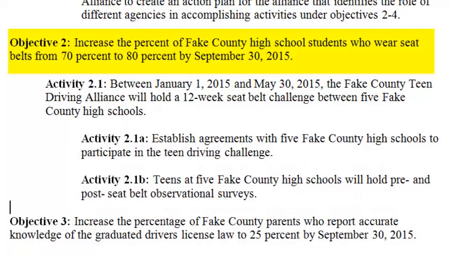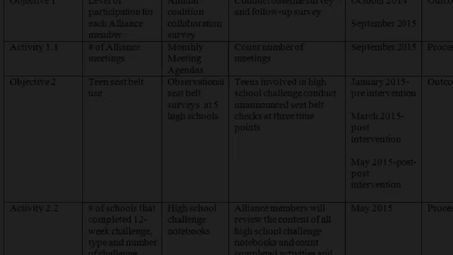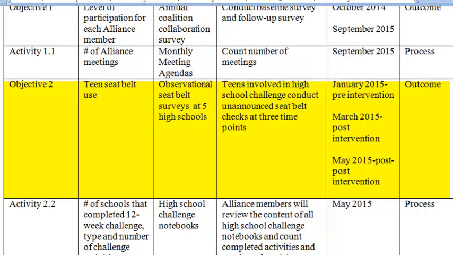Okay, for Objective 2, we are going to increase the percent of Fake County high school students who wear seatbelts from 70% to 80% by September 30th, 2015. So for Objective 2, our measure is teen seatbelt use. We're going to get this information from observational seatbelt surveys at 5 high schools. The teens involved in the high school challenge are going to conduct unannounced seatbelt checks at 3 time points. We're going to do the first one in January 2015 before they have any intervention activities.